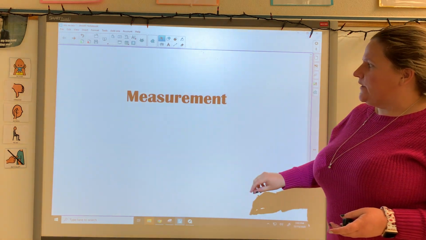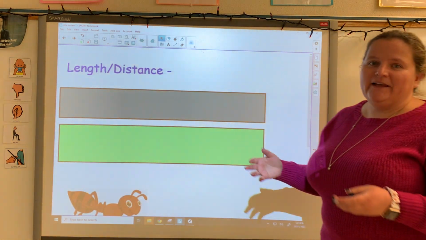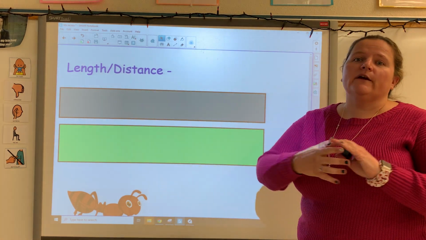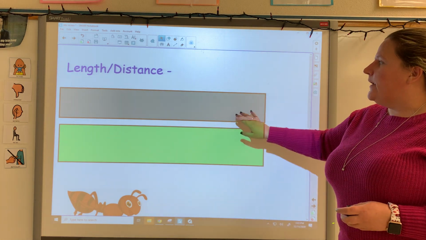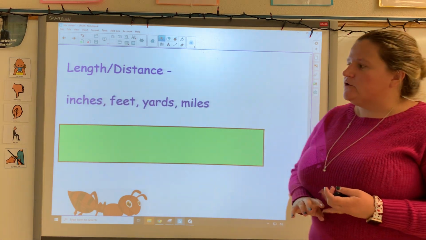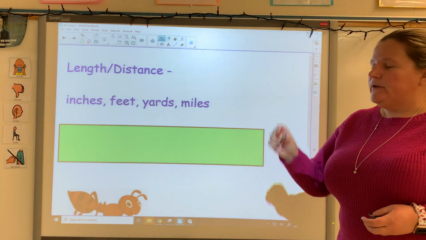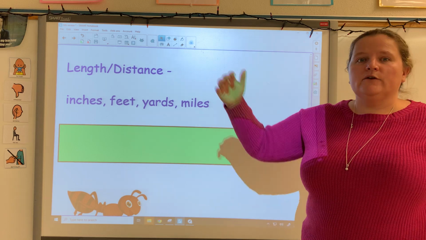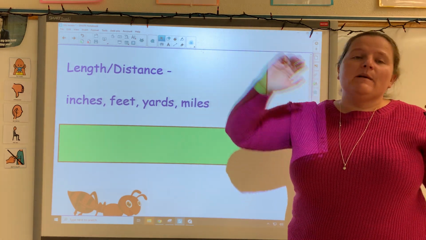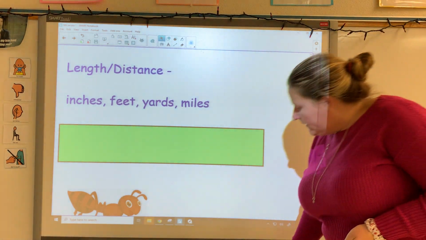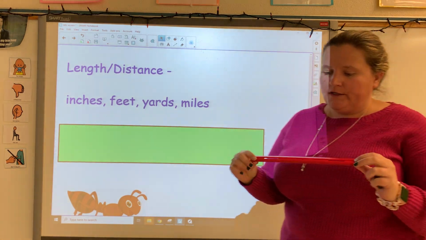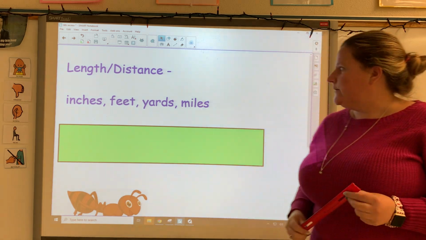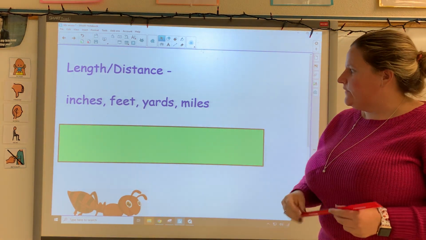So the first thing we're going to look at is length or distance, okay? So either how far away something is or how long something is. In the United States, we use inches, feet, yards, and miles. We use inches for little tiny things, feet for bigger things, yards for even bigger things, and then miles for really big things. So we have our ruler here, and it has our inches on it, and the whole thing is a foot, okay? 12 inches make up a foot.